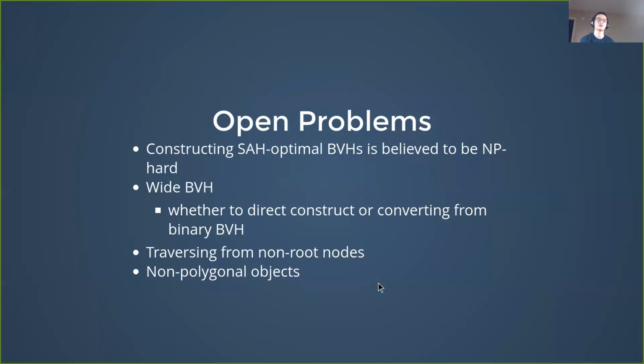There is also the problem of traversing from a non-root node, so we can save some calculations. But on the other hand, we need to refer to some inner node of the BVH somehow, and then that's where we can start traversing from. Also, non-polygon objects, like hair and fur, receive less attention than polygon objects, so they probably still have a lot of room to be improved.